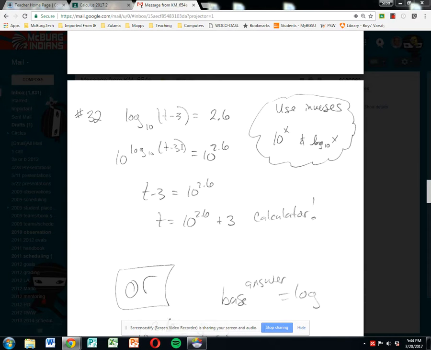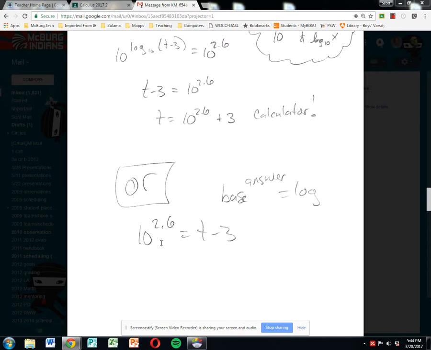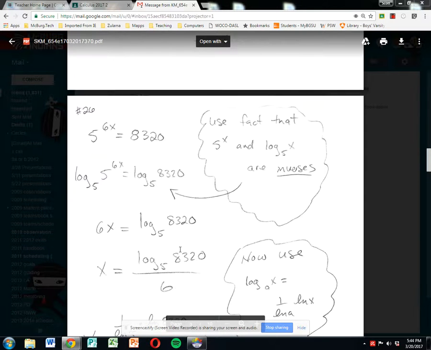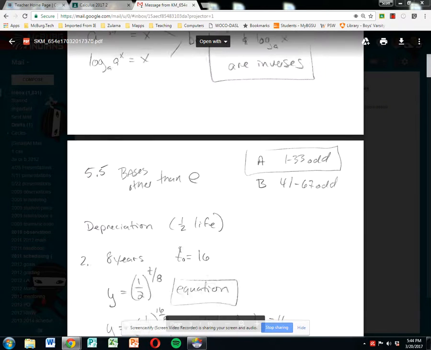Last but not least, number 32 here, log base 10 of t minus 3 is equal to 2.6. Again, I used base to the answer is equal to the log number. So I just went 10 to the 2.6 is equal to t minus 3. I added 3 to both sides, put it in my calculator, no problemo. All right, so that'll be the first set. We might do something else in class, but there's an idea of how to get into exponents other than e, bases other than e.